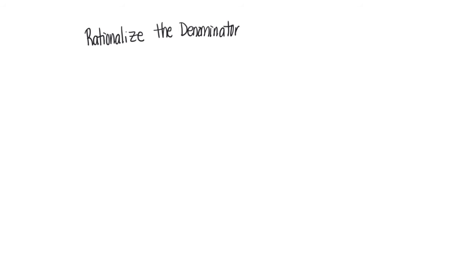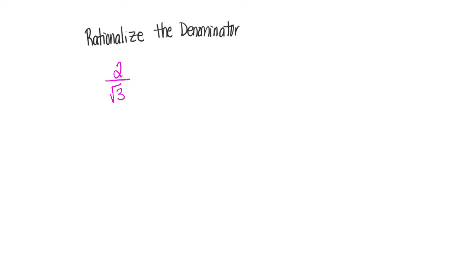Before we can begin looking at the reciprocal trig functions, it's important to know how to rationalize the denominator. The reason why we rationalize the denominator is because it's easier to see the value of the fraction when the radical symbol is in the numerator. So let's take a look at 2 over the square root of 3.